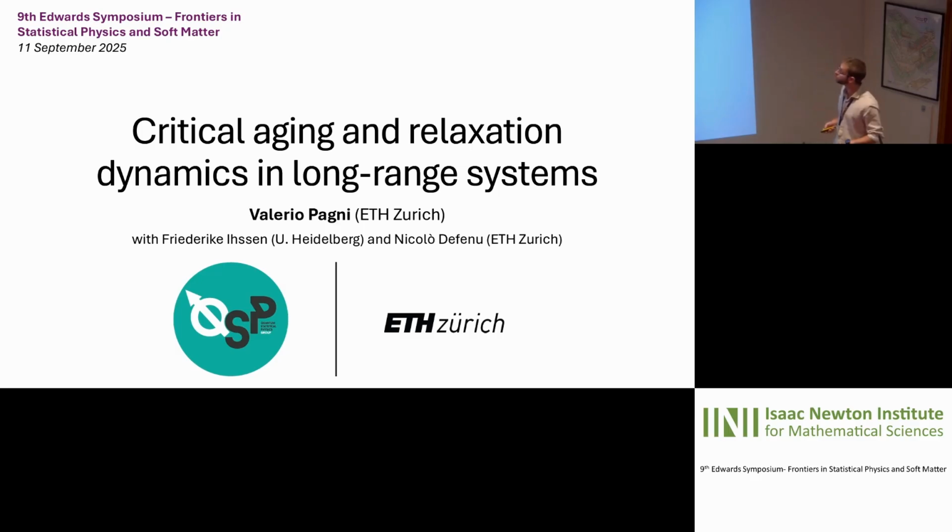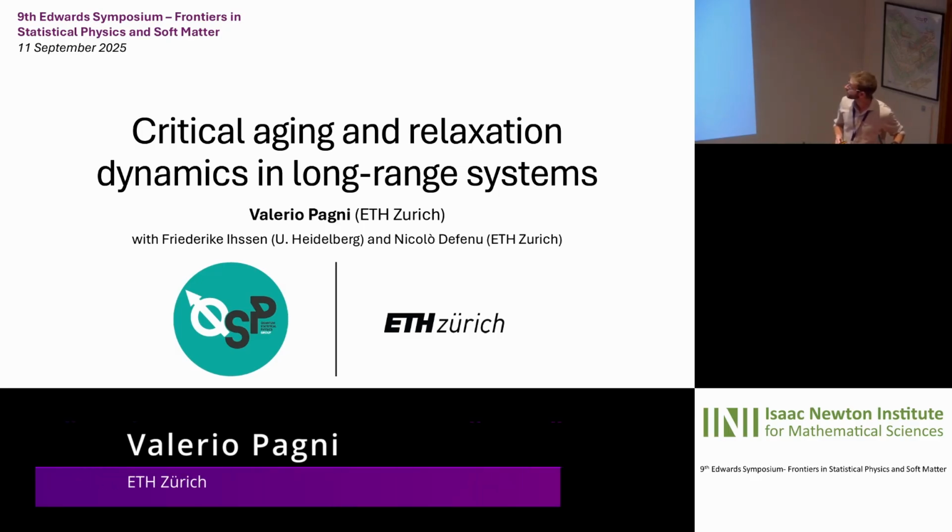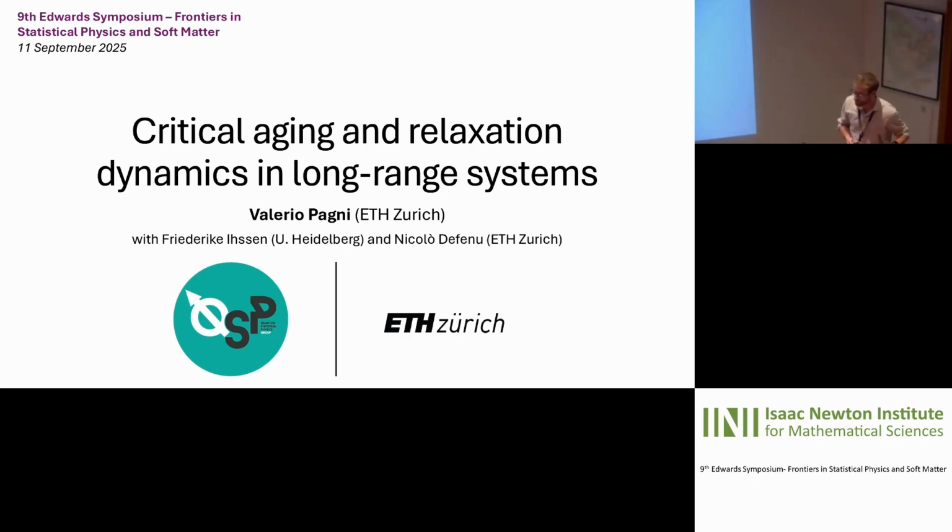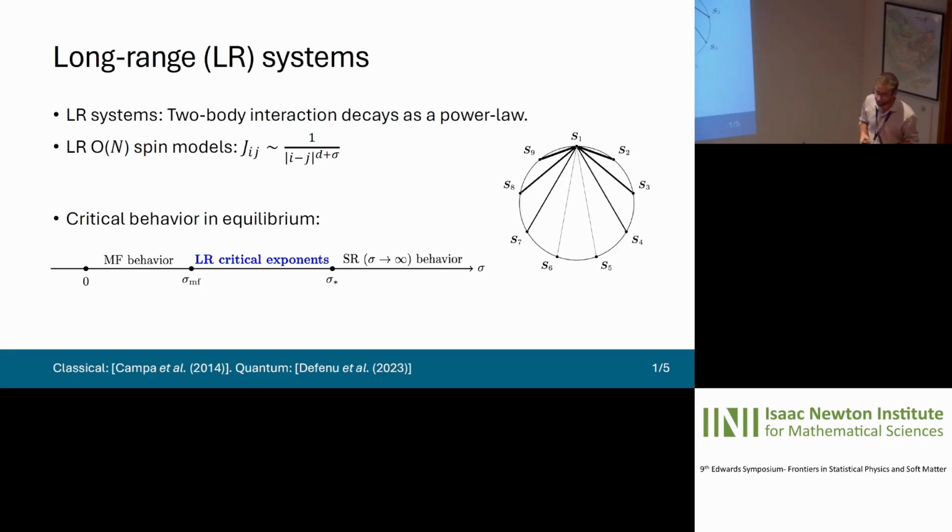So today I'm going to talk about critical aging and relaxation dynamics in long-range systems. So let me just go to long-range systems. You're probably aware, but basically we have systems where the interactions, like consider an Ising model, for example. So we have a spin that connects to everybody else on the lattice, and the interaction goes like 1 over |i minus j|, the distance between two spins, to the power d plus sigma, with d the dimension of space, and then sigma is a parameter.